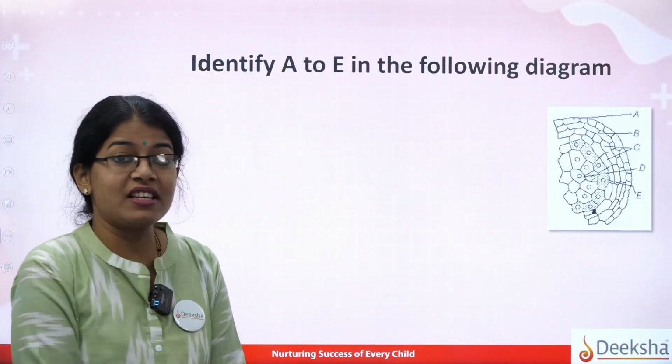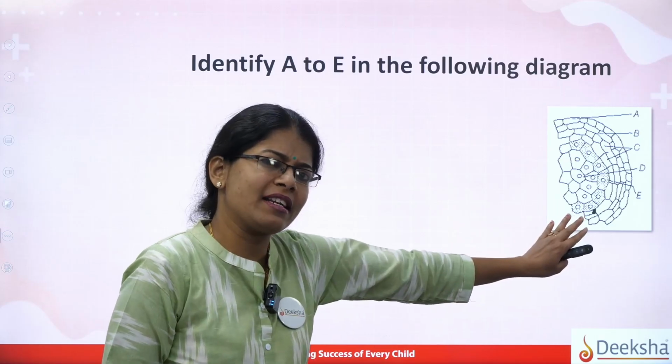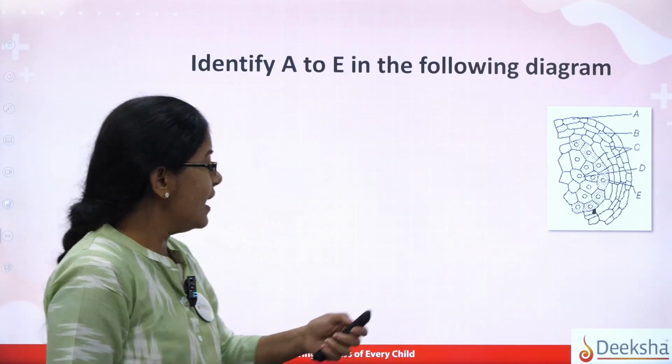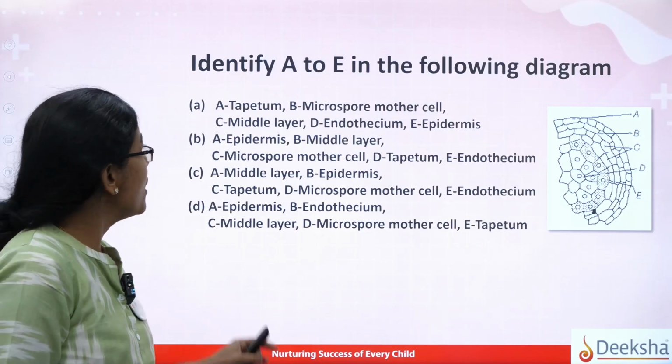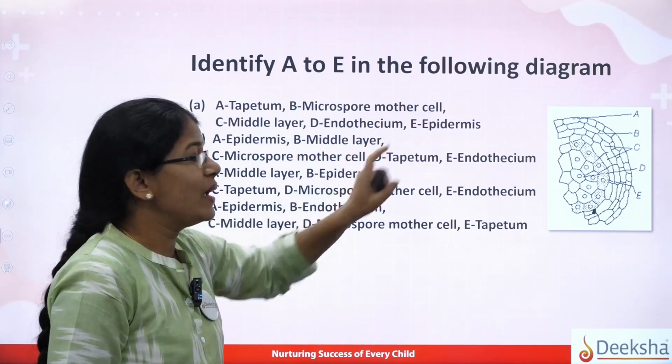The first question is a diagrammatic question, and you may know this diagram, correct? Second PUC, you have studied this diagram, right? Okay, let us now go to the options. So identify A to E in the following diagram.